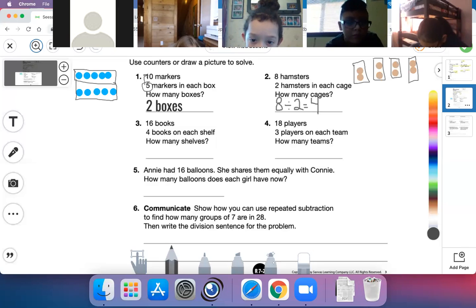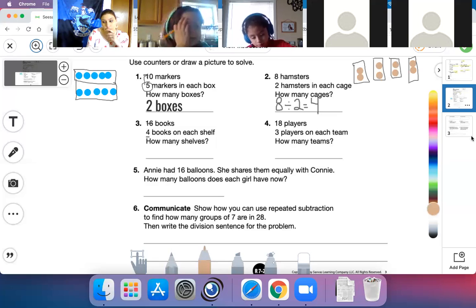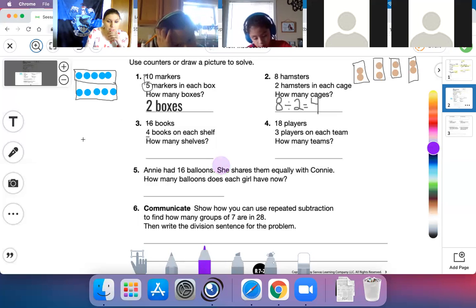Okay. Now let's look at number 3. Number 3. There are 16 books with 4 books on each shelf. How many shelves will we need? So here's my books. Here's 1, 2, 3, 4 books. They can fit on this shelf.